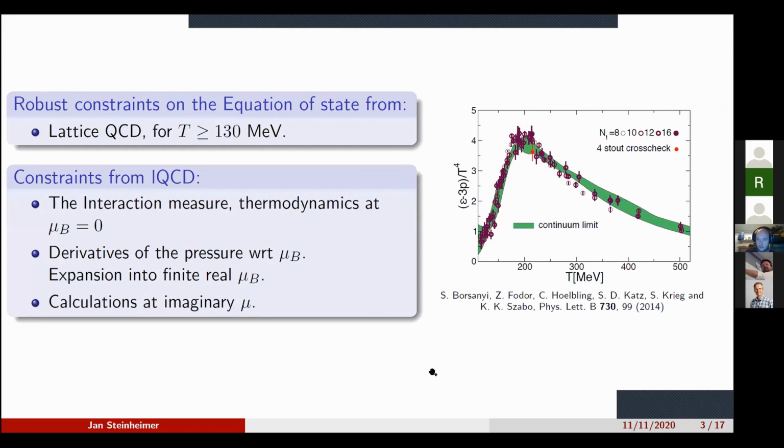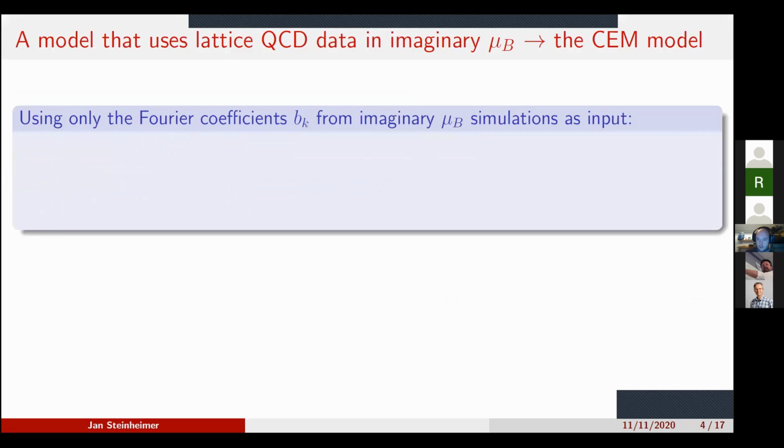As I said, we have a lot of constraints from lattice QCD for the thermodynamics. This is something we already know for quite some years. This is the interaction measure of QCD, that is QCD at zero chemical potential or zero net density, as a function of temperature. What we also have from lattice QCD is derivatives of the pressure with respect to the real chemical potentials, and also an expansion into imaginary chemical potentials. So this is basically what we get from lattice, and that's what we can use, at least when it comes to thermodynamics.